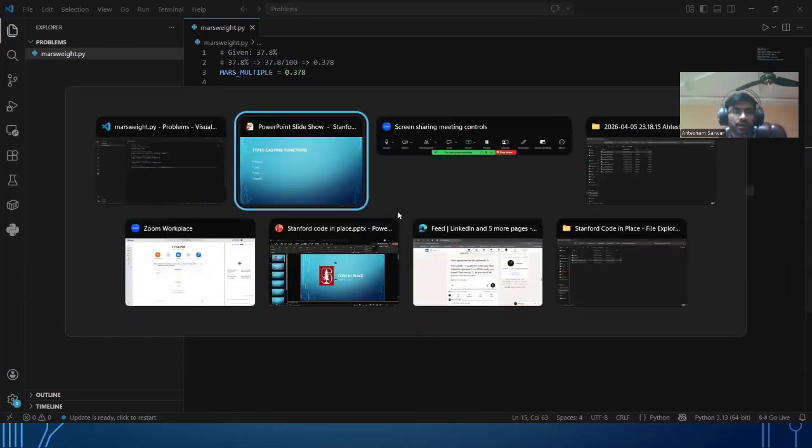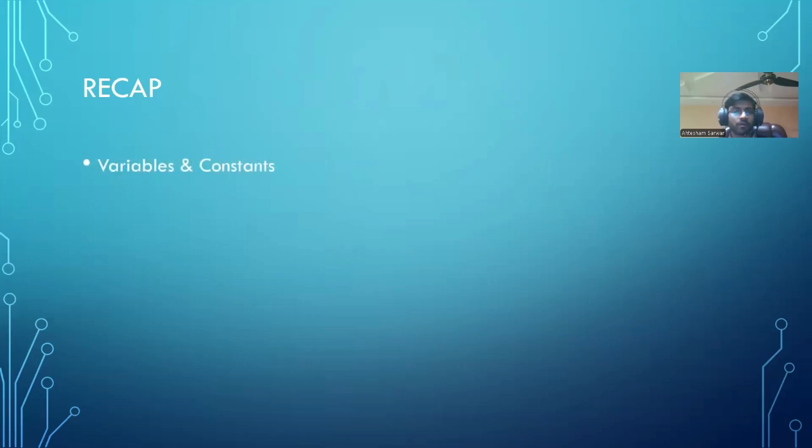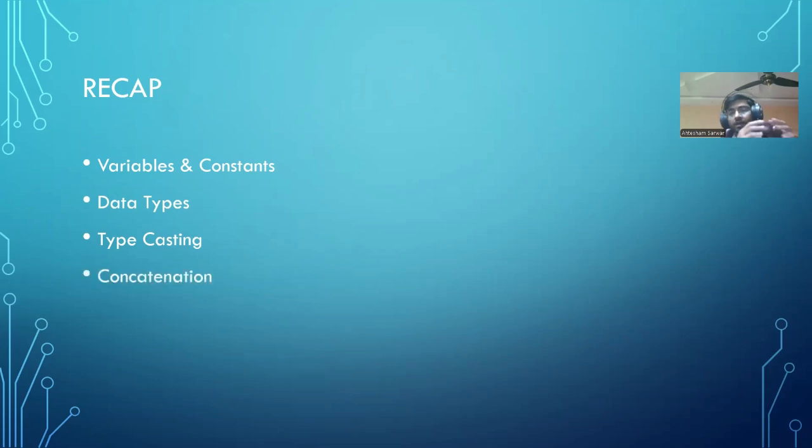Let's recap what we learned so far. We learned about variables and constants. We can change variables throughout the program, and constants we are not supposed to change throughout the program. Then data types: there are different types of data which we can store in variables and constants. Then we have typecasting: we can convert one type of data to another using typecasting. And then we have concatenation: we can combine one or more strings together using the plus operator in Python.